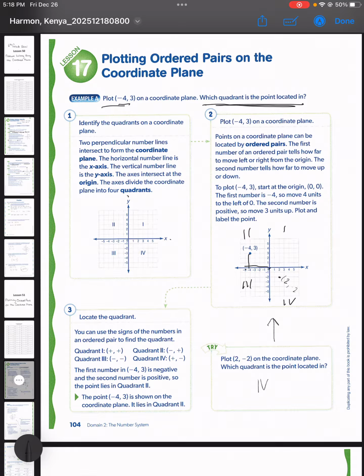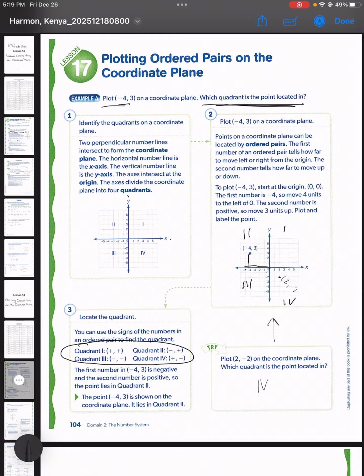Students can also use signs, so you can show them here that we can look at the signs of coordinates to figure out where the ordered pairs are. Coordinates in the first quadrant are always going to be positive, positive. In the second quadrant, the x-coordinate will always be negative, the y-coordinate will always be positive. In the third quadrant, both coordinates are going to be negative. And in the fourth quadrant, the x-coordinate is positive and the y-coordinate is negative.